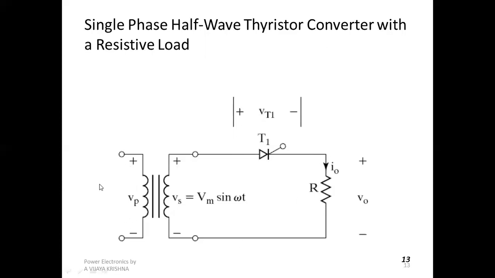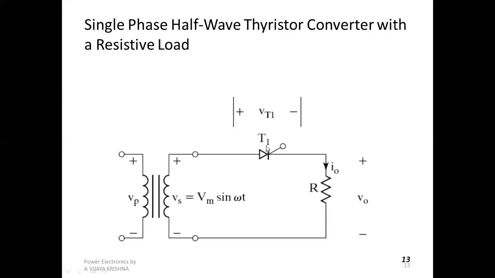Here, the primary side of the transformer is connected to the voltage supply source, and the secondary side is connected towards the resistive load. Vp is the primary voltage across the transformer, and Vs is the secondary voltage. T1 is the thyristor, and Vt1 is the voltage across the thyristor. The voltage drop across the thyristor is also considered here. Why? Because it is not an ideal switch; it is a practical one. For an ideal switch there is no forward voltage drop, but here we consider that a voltage drop exists.